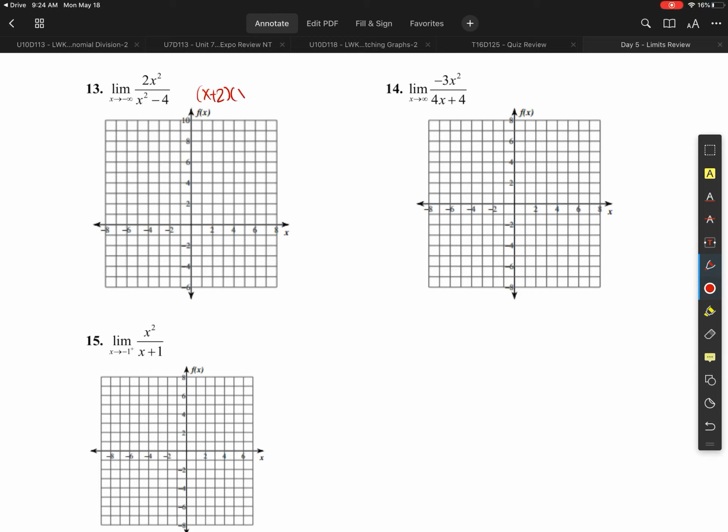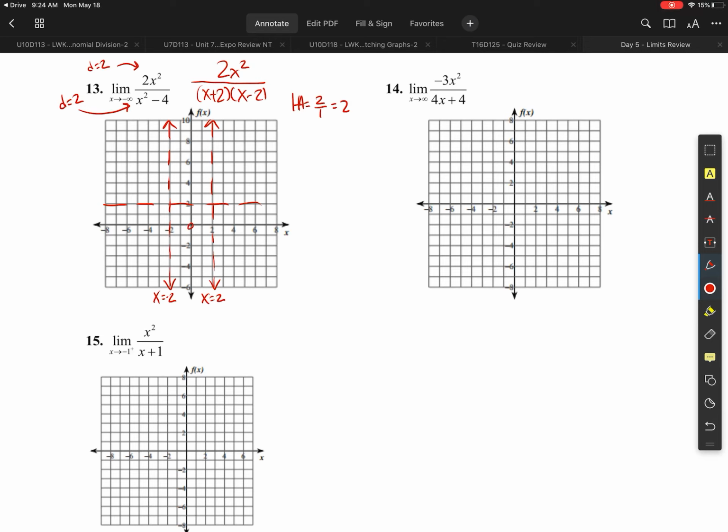Alright, problem 13. x plus 2, x minus 2 over 2x squared. Two vertical asymptotes in this situation, x equals -2, x equals 2. We have this because we're not able to cancel anything from our denominator. The horizontal asymptote is our ratio of lead coefficients, which is 2 over 1, which is 2. That is because the degree here is 2, and the degree here is 2.